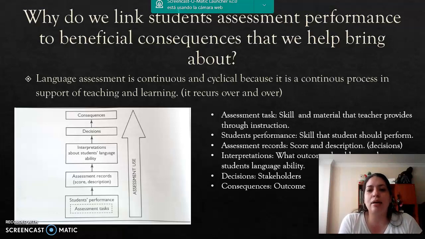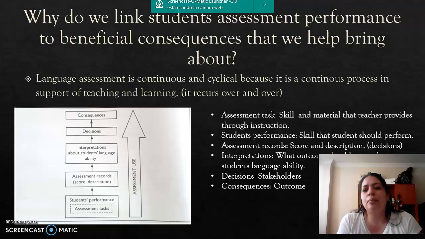First of all, we need to have an assessment task, okay? So this means the skill and material that the teacher provides through instruction. For example, the teacher can ask students to read an article, a magazine article, a current event. And after reading the current event, they must organize the paragraphs according to the sequence. And that's what takes us to the student's performance. That is the skill the students should perform. The assessment records means that there is a score and description. That takes us to decisions.